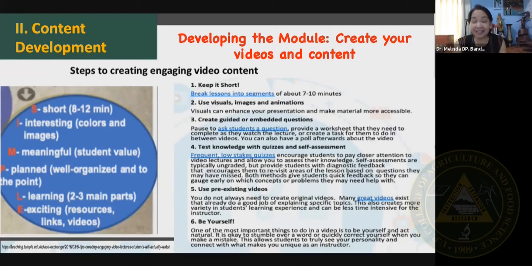Planned: we have to organize it. Because if we want to keep it to 8 to 12 minutes, or up to 10 minutes, then we have to plan what exactly we will be saying, and limit it to 2 to 3 key takeaways. Earlier I mentioned chunking the lesson, 7 plus or minus 2. So in one module, it is possible to have two or three video materials, looking at the 2 to 3 main key takeaways.